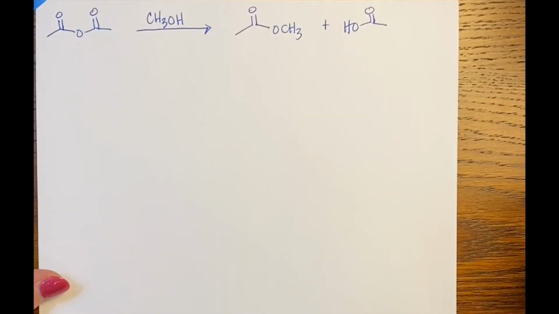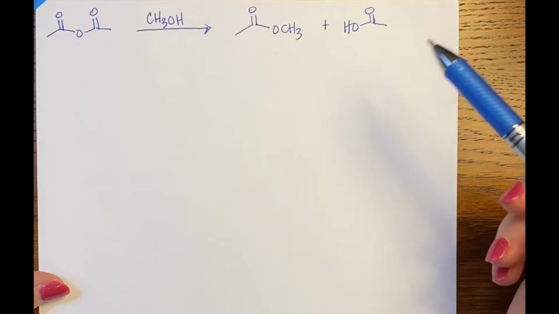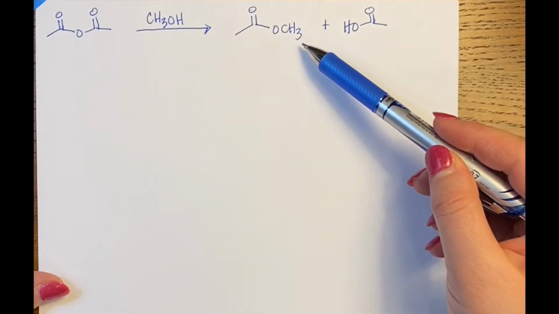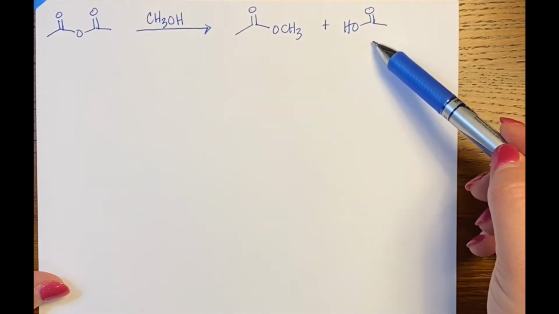Let's look at the first of the homework mechanisms. We have a symmetrical anhydride undergoing a reaction with an alcohol, where the products of our reaction are going to be an ester and a carboxylic acid.